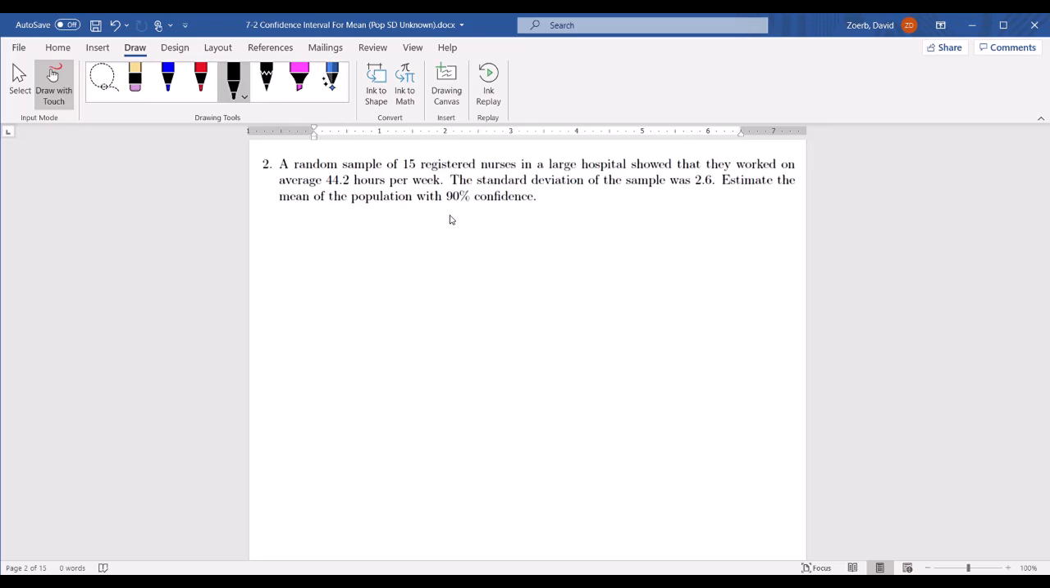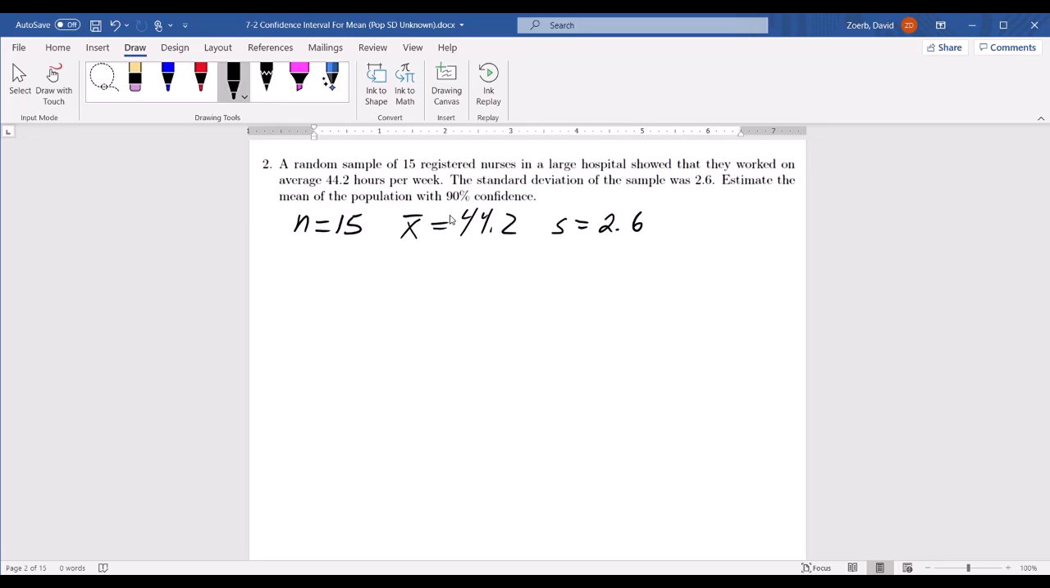So I'll write down what I'm given. It says a random sample of 15, so that means n equals 15. And usually if n is less than 30, it's a t-score. So what I want to look for here, or think back, was I told population standard deviation. No. So it is in fact t-scores. Now it said this sample worked on average, which means x bar is 44.2. They gave sample standard deviation is 2.6, and they want 90% confidence.